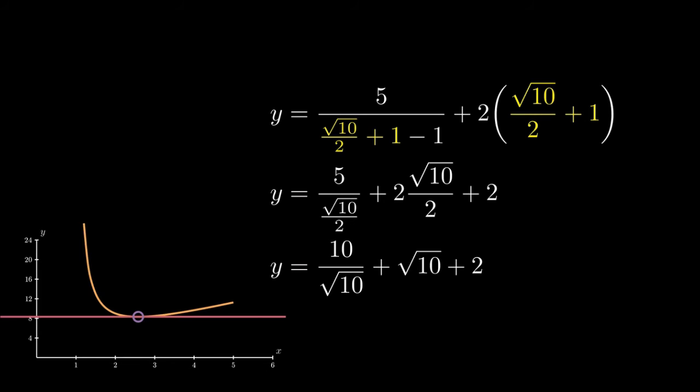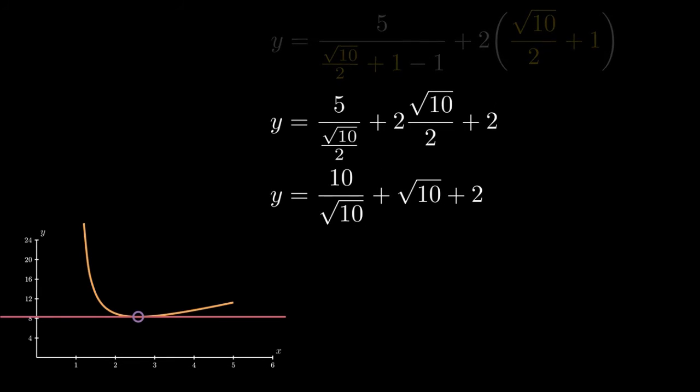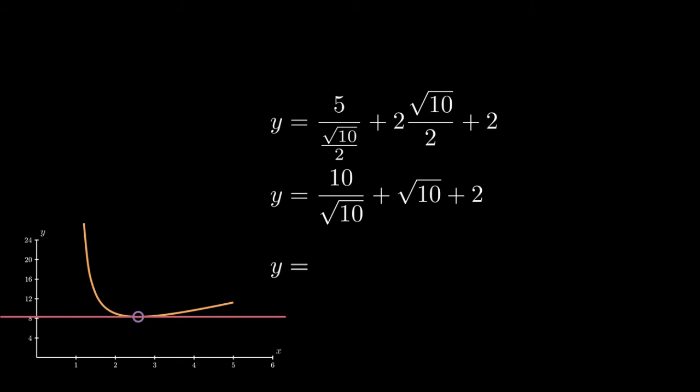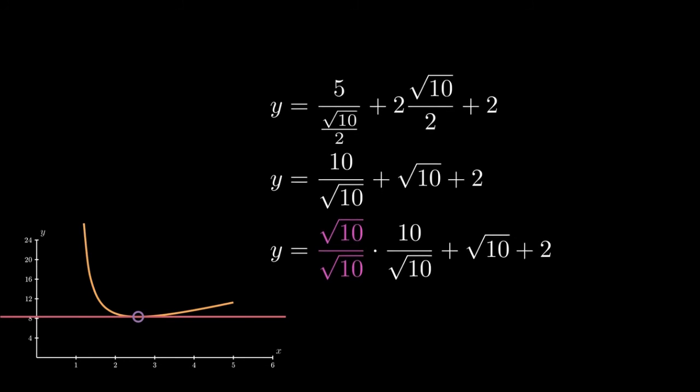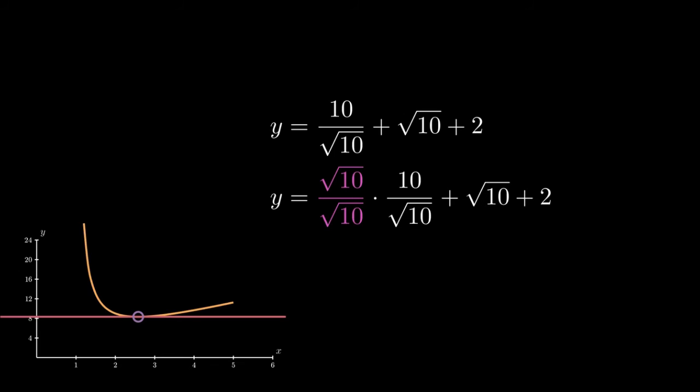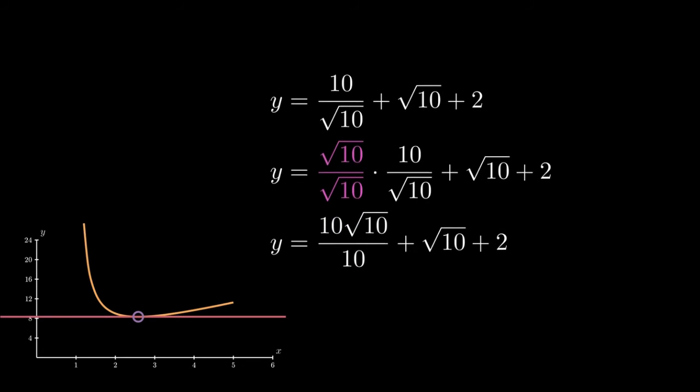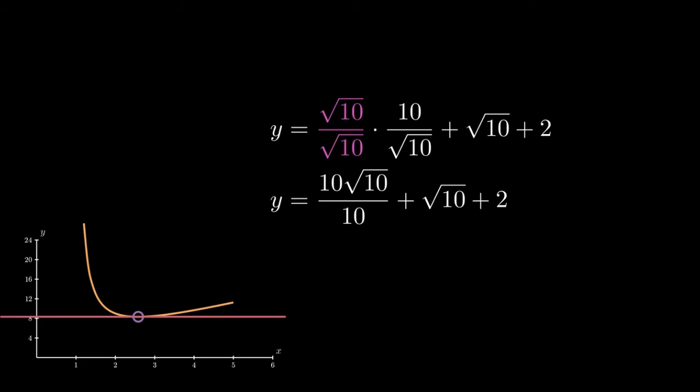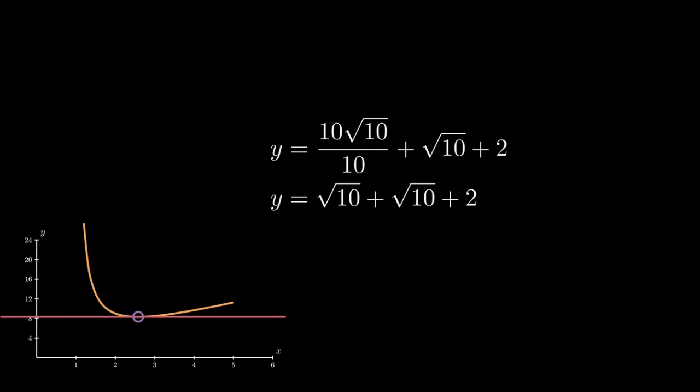Now I'm going to rationalize the denominator for 10 over square root of 10. So we do that by multiplying by square root of 10 over square root of 10. And the denominator now becomes 10. And those 10s cancel, and we have a nice simplified version of y. 2 times square root of 10 plus 2.